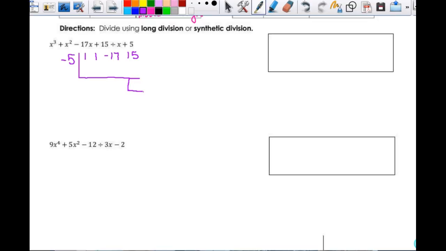Okay, so then bring down my 1, -5, -4, 20, 3, -15, and 0. Which means then this was x cubed, so this is x squared. So I end up with x squared minus 4x plus 3.